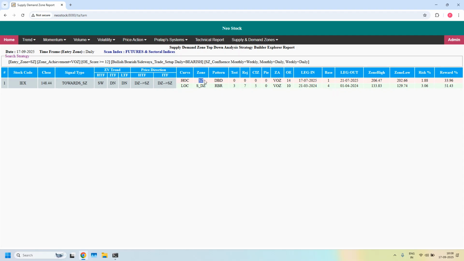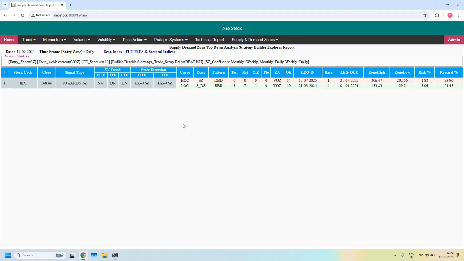So this daily supply zone overlapped with weekly supply zone, both together overlapped with monthly supply zone, but monthly trend is sideways. Sideways trend EMA confluence does not give any advantage. So this is about bearish trade setup for monthly income trade.